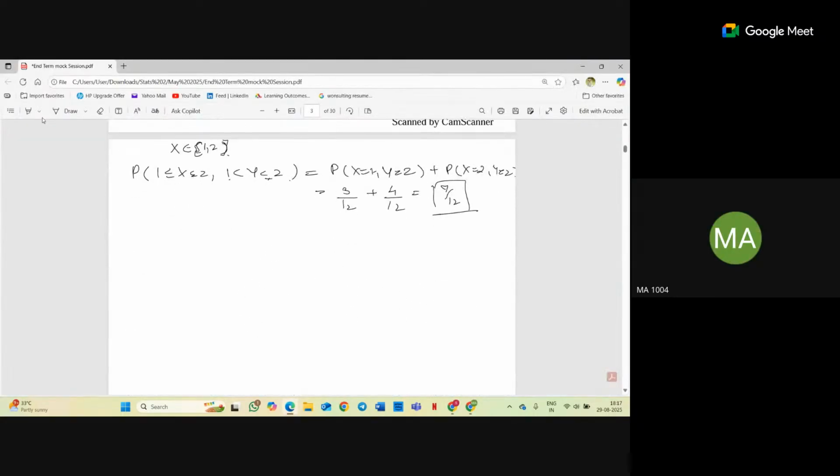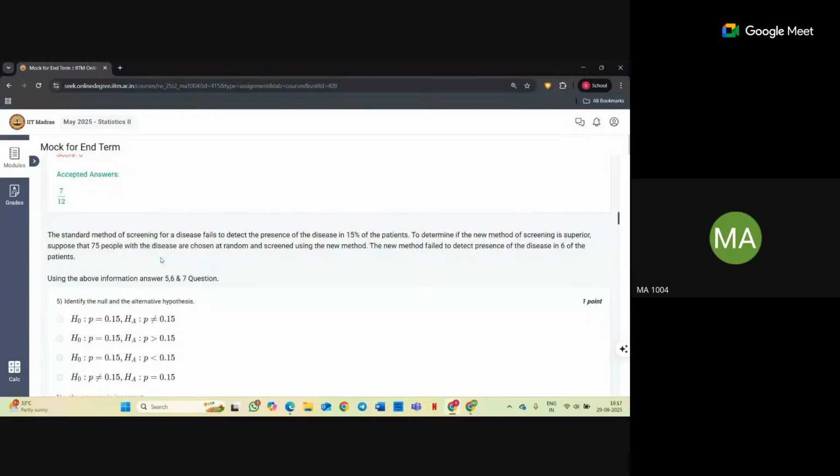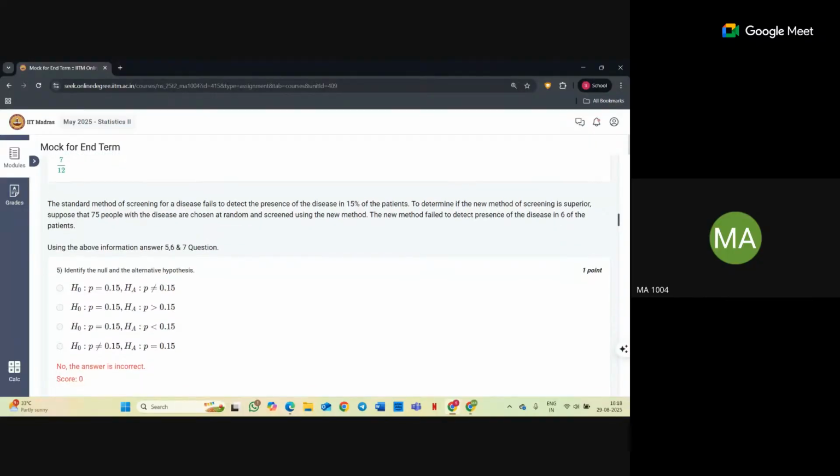Okay, so can we proceed to the next question? Fifth question. The standard method of screening for a disease fails to detect the presence of the disease in 15% of the patients. To determine if the new method of screening is superior, suppose that 75 people with the disease are chosen at random and screened using the new method. The new method failed to detect the presence of the disease in 6 of the patients. Identify the null and alternative hypothesis.